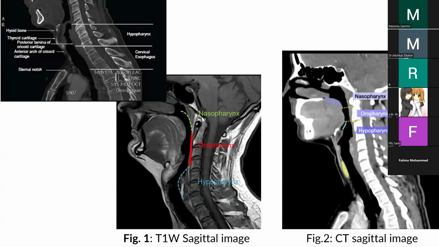While the nasopharynx begins at the skull base, the hypopharynx ends at the lower border of the cricoid cartilage, continuing as the cervical esophagus. And a small note here is that the epiglottis itself is a part of the hypopharynx, not the oropharynx.